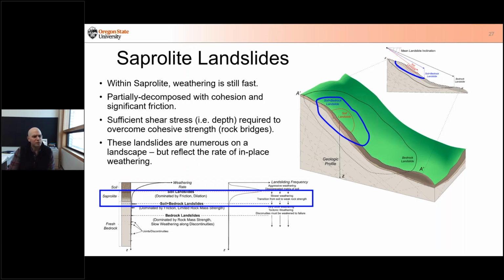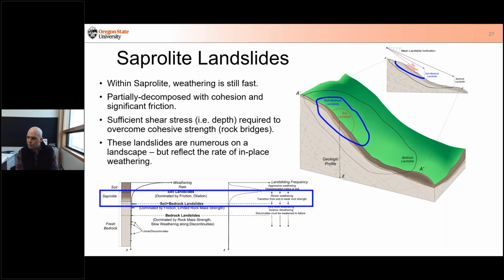Saprolite, somewhere between soil and rock. Now, I've found that that's a very dubious transition in many places here in the Oregon Coast Range in particular. Weathering's still pretty fast and it's in place. It might be partially decomposed depending on depth.